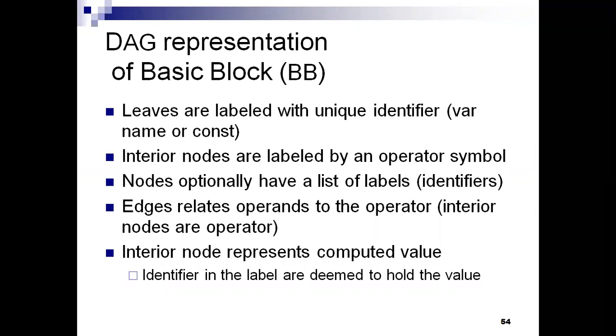And whatever edges we have relate the operands to the operator. That means those come under the interior nodes, or the operators. The interior node represents the computed values. That means the identifiers in the labels are deemed to hold the values. These are the most important things, or we can call them rules or constraints we need to follow whenever we are constructing the DAG.